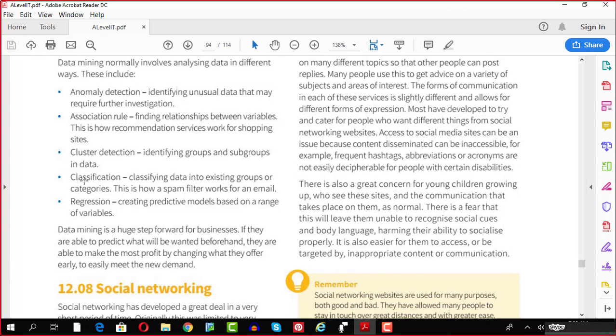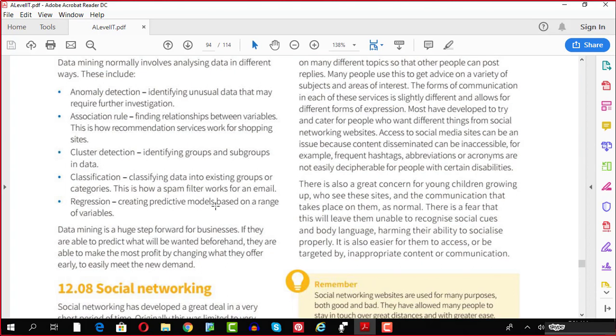Classification. Classifying data into existing groups or categories. This is how spam filter works. Spam filters basically work how? Whenever your email receives email from an email address that is sending email to, let's say, 50 people, that comes under spamming. Because when you send emails to multiple people, it's considered as illegal. Why are you doing so? So it will know that this group of data where it is being replicated is basically a spam.